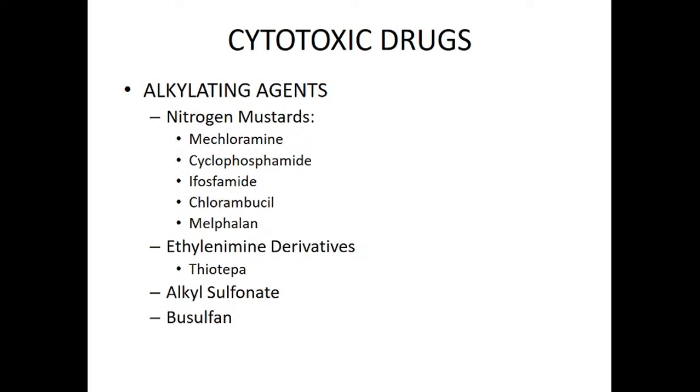So in alkylating agents, only nitrogen mustards are asked: mechlorethamine, cyclophosphamide, ifosfamide, chlorambucil, melphalan. These are the nitrogen mustards. Then we have ethylene imine derivatives. Ethylene imine derivatives are too toxic to be used orally or intravenously, so now they have been abandoned, and thiotepa, which is one of the alkylating agents, is used only topically in the eye, and that too now post pterygium resection if there is a recurrence.